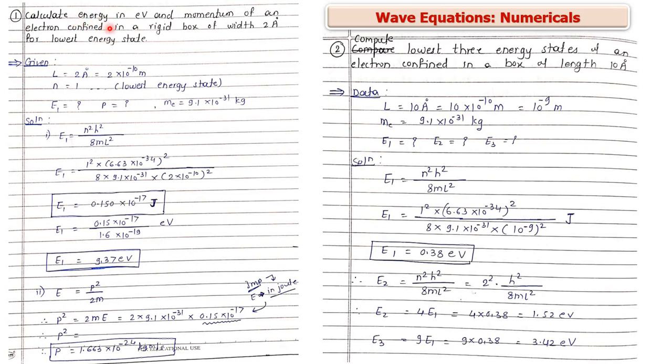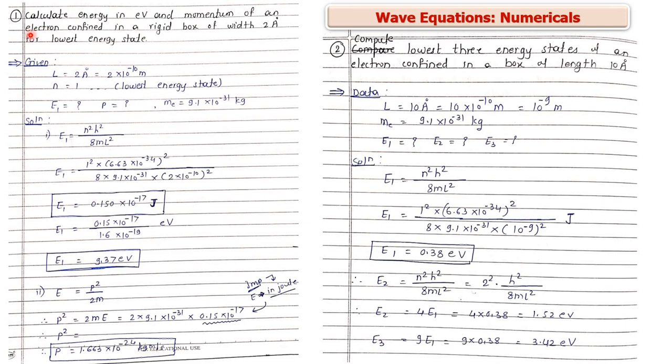See the first one: calculate the energy in electron volt and the momentum of an electron confined in a box for the lowest energy state. You are asked to find energy in what? Electron volt. So write down the given things first. Width of the box is 2 angstrom unit. Convert it into meter, right? 2 into 10 to the minus 10 meter. Lowest energy state, so n is equal to 1. You have to find the energy of the lowest energy state, meaning you have to find what? E1. And then the momentum also you have to find.